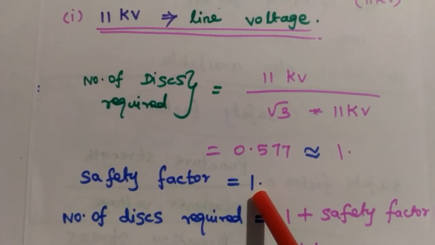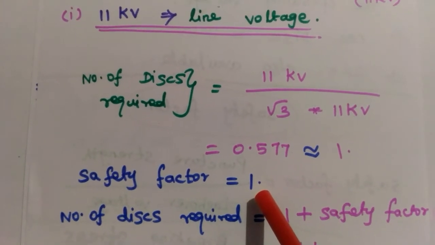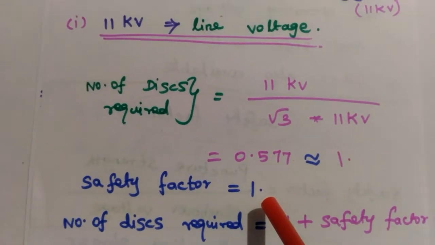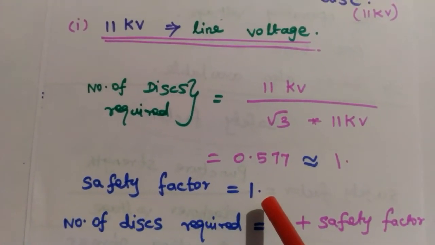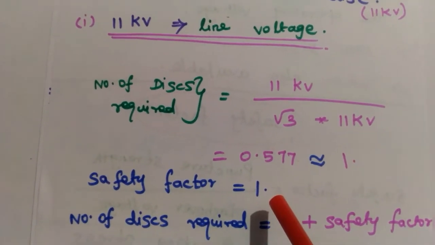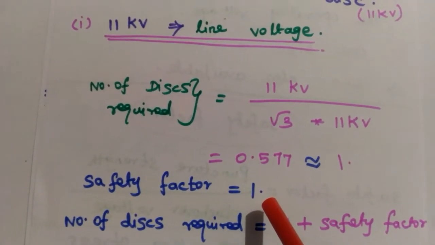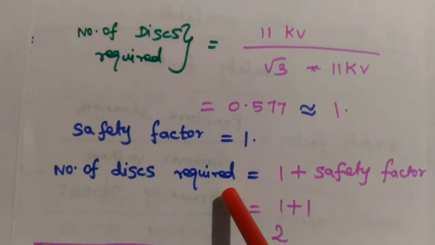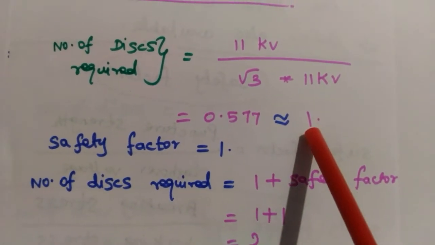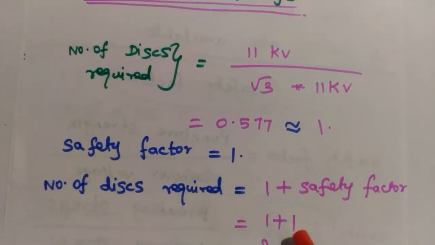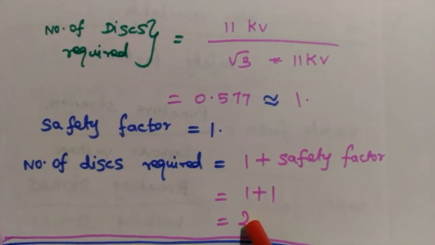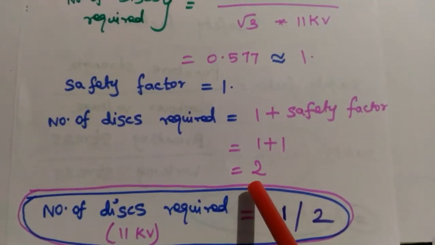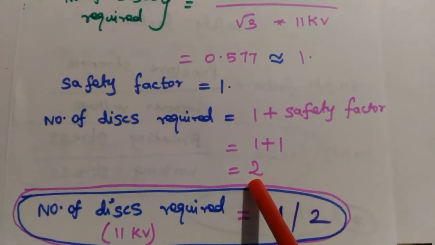The safety factor is used to increase the withstanding capacity of the insulator. One of the main properties of an insulator is that it should withstand the maximum stress, so that capacity should be maximum. So to improve or increase the capacity of the insulator, the safety factor is used. First we take the safety factor as 1, so the number of discs required is equal to the already calculated value of 1 plus the safety factor of 1. So the number of discs required for the 11 kV line voltage is 2. Suppose I use a safety factor of 2, we get the value 3, right?